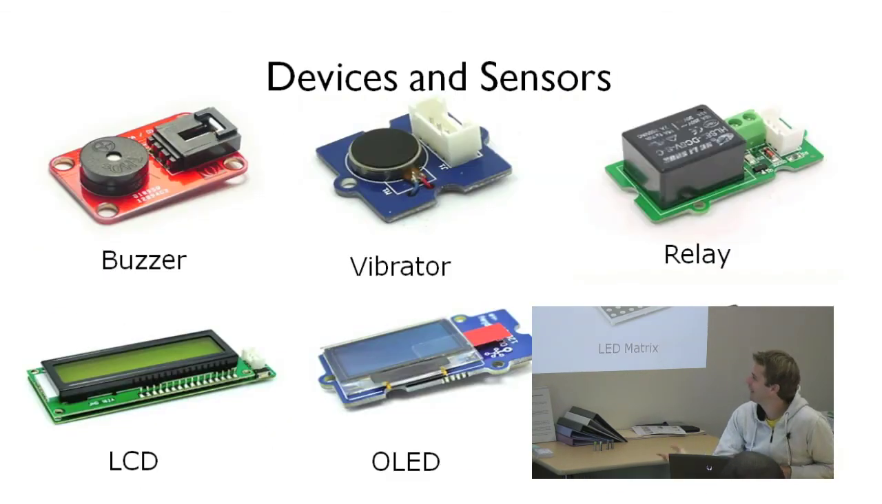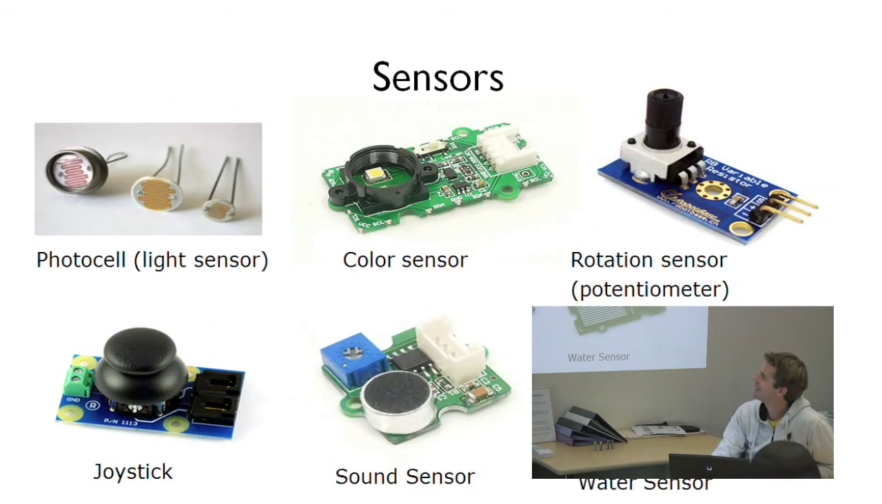Right, and so obviously these are higher end ones. Then you've got your more basic ones, so photocells, color sensors, rotation sensors, potentiometers. You guys should have some of these in here. If not, go raid the hardware lab because they've got lots of them in here.